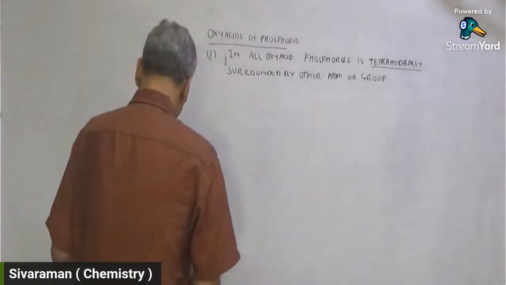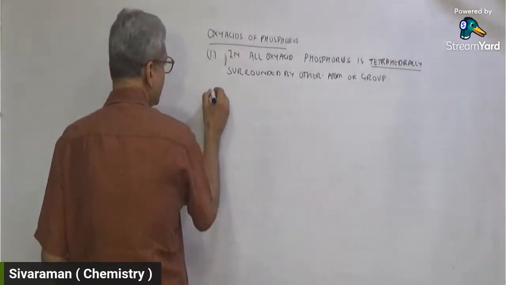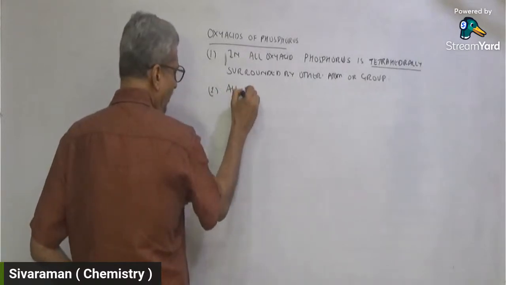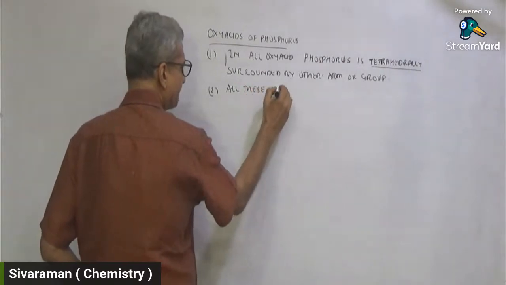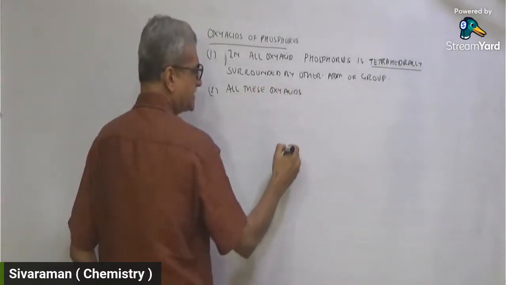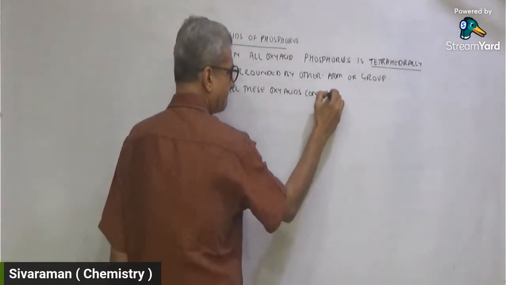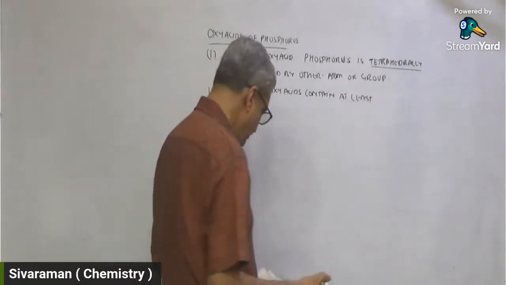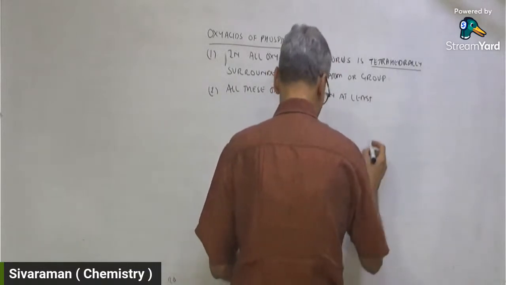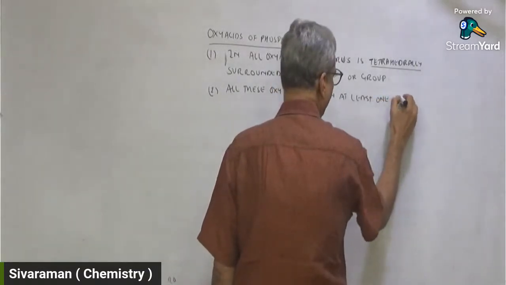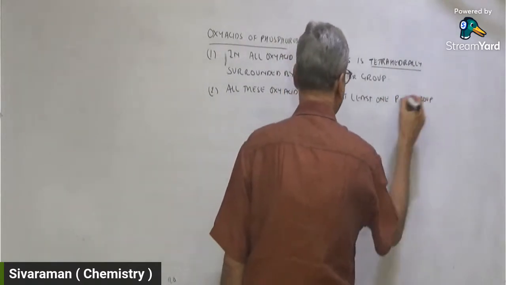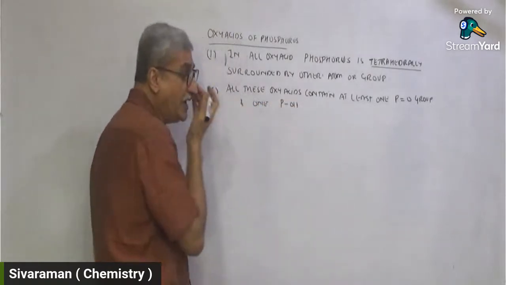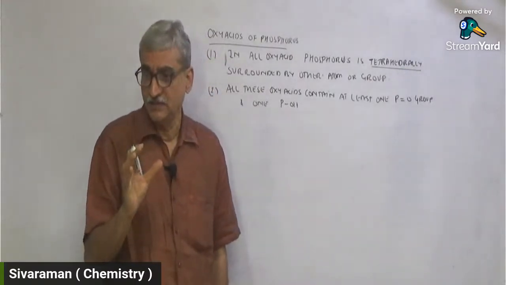Second, all these oxyacids contain at least one OH group and one PO group, at least one P double bond O group and one POH group.